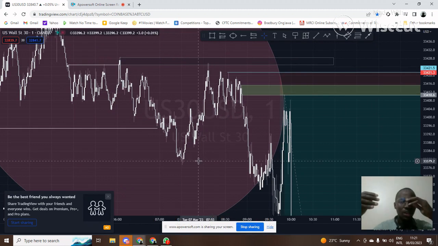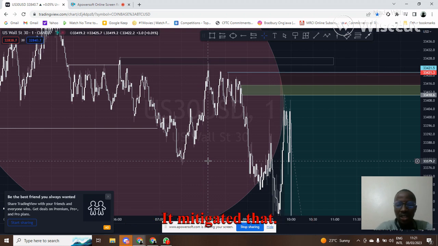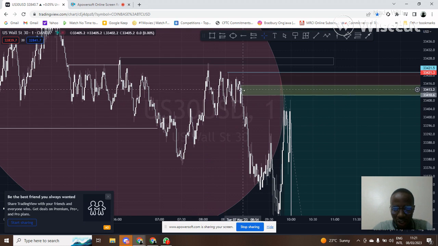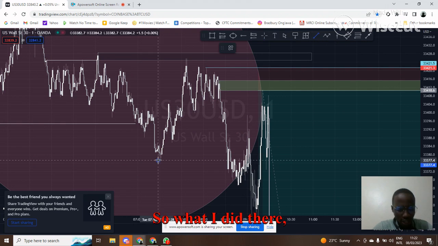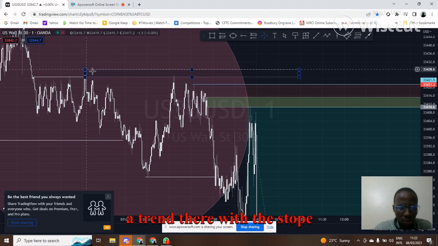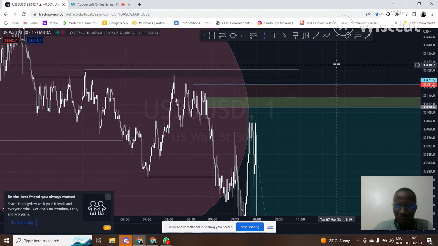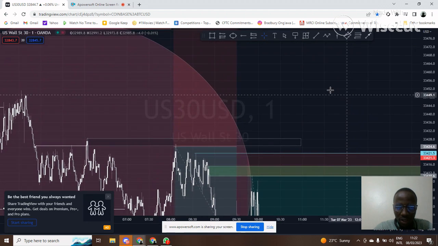That was the New York Open. You can see the market came there at exactly 9 a.m. It mitigated that order block, ranged a little bit, and then melted down, led to another break of structure. So what I did there, I took a trade there with a stop loss. This was my first trade because I had a pending order there.